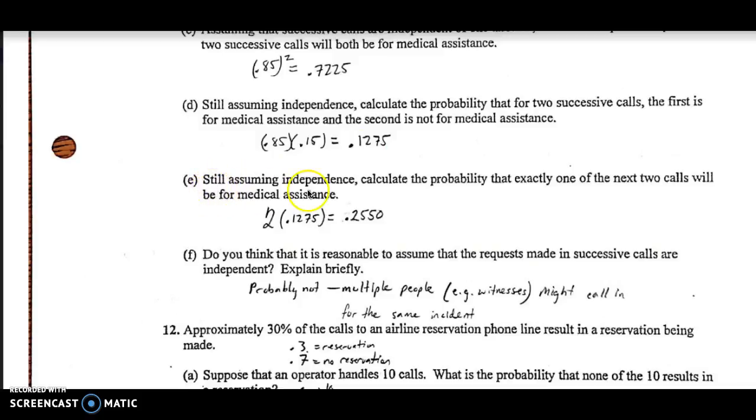Part E, still assuming independence, calculate the probability that exactly one of the next 2 calls will be for medical assistance. So this is like looking at Part D again. This was medical, not medical. Another scenario you could have was, if you flip the order, you could have a not medical and then a medical call. But either way, you're going to get the same answer. So there's 2 possible scenarios for getting this answer. So I did 2 times that number, and you get 0.2550.